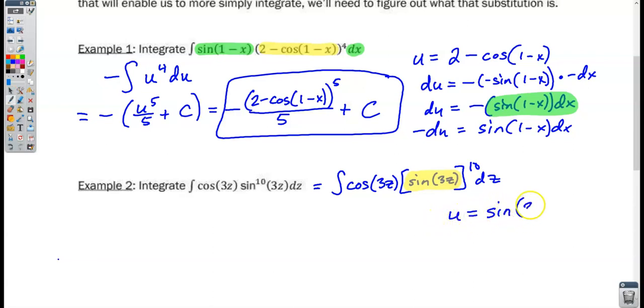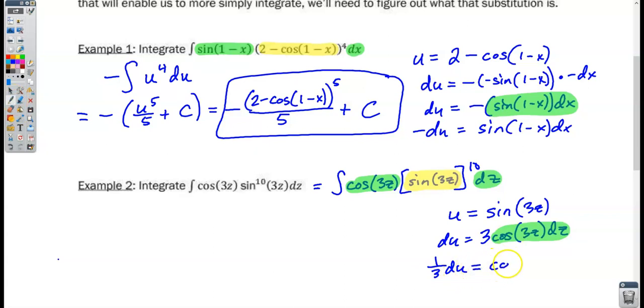So if u is equal to the sine of 3z, that means du is equal to 3 cosine of 3z dz, which is almost what I have left here. It's cosine of 3z dz. So I'm going to replace that with a 1/3 du. And that turns this integral into 1/3 times the integral of u to the 10th du.